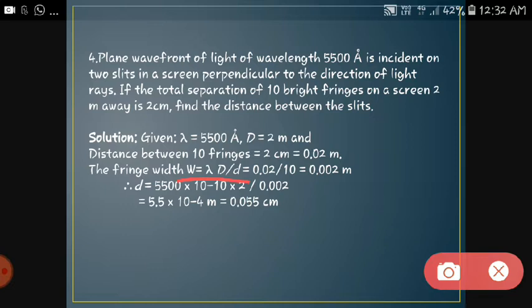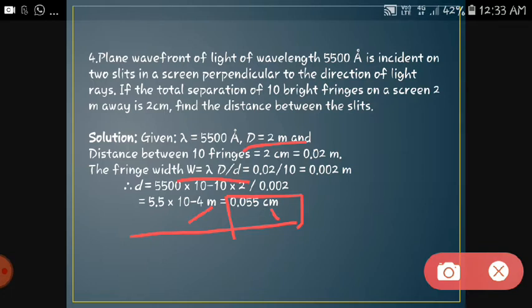Okay, what is lambda over here? 5500. As it is Angstrom unit, you have to convert it into meter, so that should be 10 raised to minus 10. I'm so sorry for this. 10 raised to minus 10 into, what is D? Capital D, it is 2 meter. Divided by what? W. So what is W? 0.002. So by solving all this, you are getting the value as 0.055 centimeter.